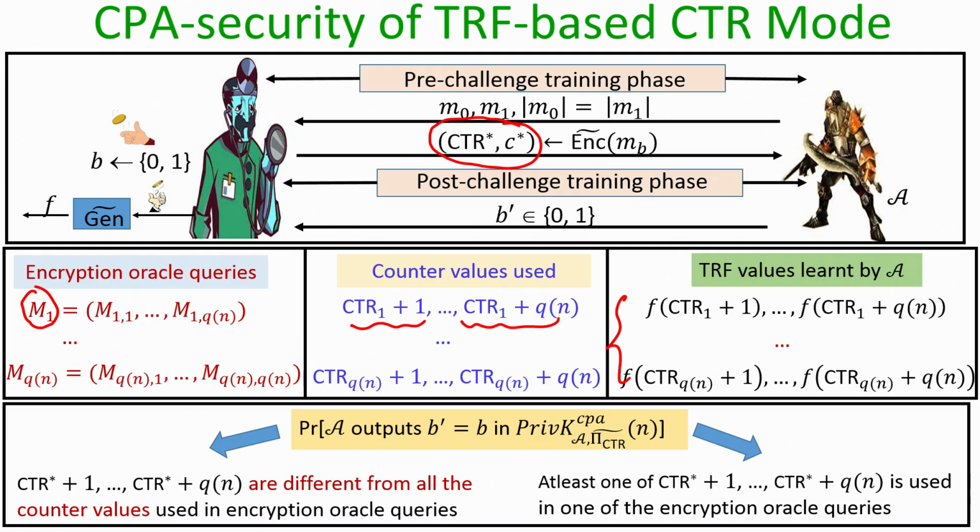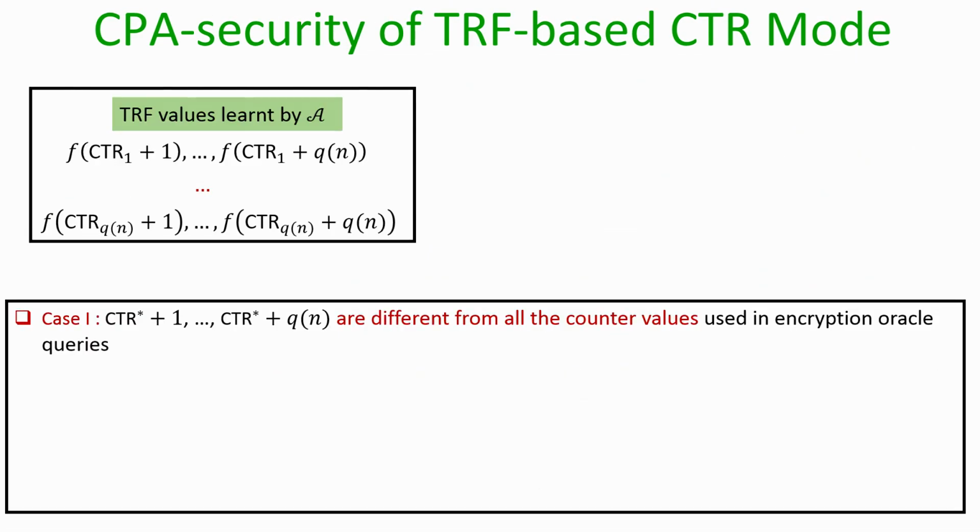And the second event is when the counter values which are used to prepare the challenge ciphertext overlap or get repeated in at least one of the instances of the encryption oracle queries, namely the counter values used to prepare the challenge ciphertext overlap with the counter values which have been used to respond to the adversary's encryption oracle queries. So, these are the two separate cases, and let us take the first case and try to analyze what is the probability that in that case the adversary is able to win the CPA game, right.